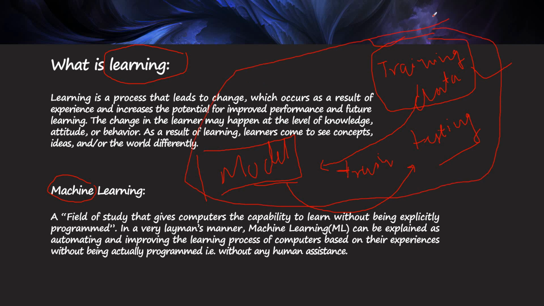Now the definition of machine learning: it is a field of study that gives computers the capability to learn without being explicitly programmed. That means we don't need to program our machines explicitly for a particular task. For example, if we need to forecast the weather, forecast the share market, predict which team is going to win on the basis of its previous performance, or which student is going to perform better on the basis of his or her previous performance.